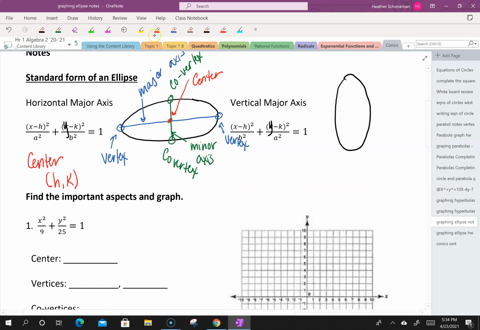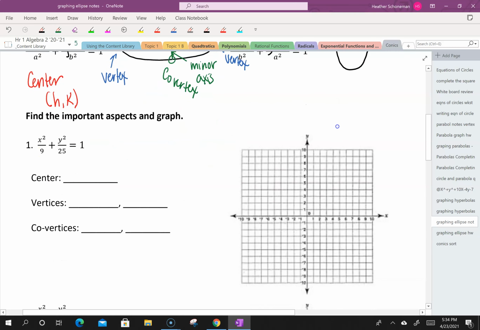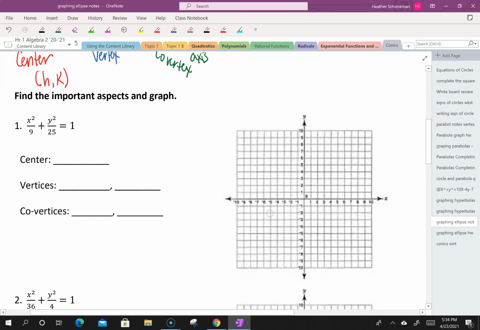So to be an ellipse, it's got to have the plus sign here in the middle. It's got to have a positive one out to the right, and a and b cannot be the same. And if you have those three things, then you're going to have an ellipse. All right, so let's practice graphing this.